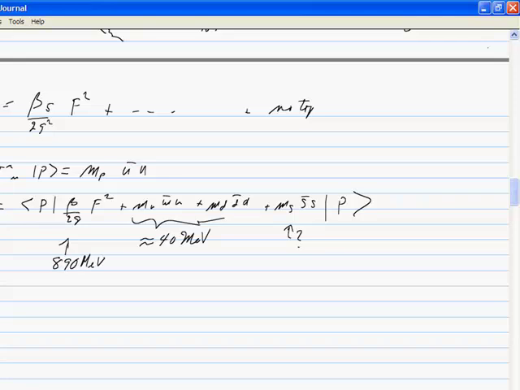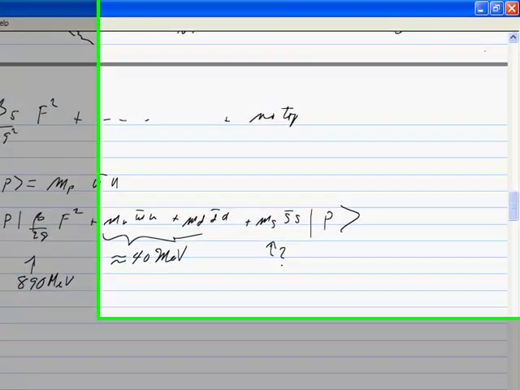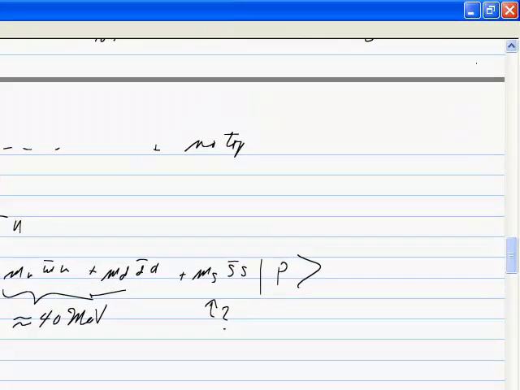So this looks funny from our intuitive picture of the proton, that most of its mass looks like it's due to gluons, but it's not.